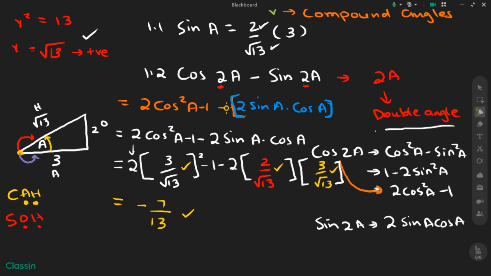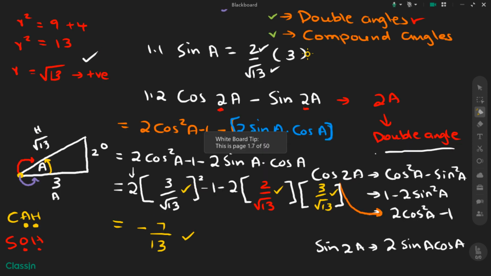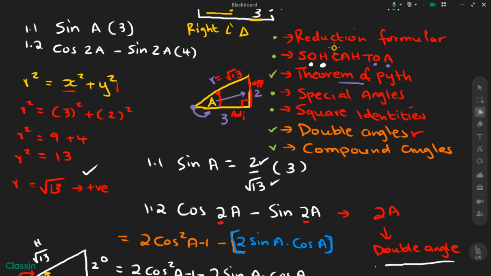So now, when we face a question of this nature, remember these elements. Remember reduction formula, SOHCAHTOA, theorem of Pythagoras, special angles, square identities, double angles, and compound angles.